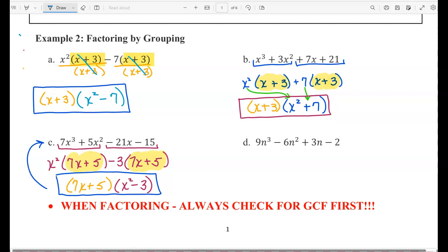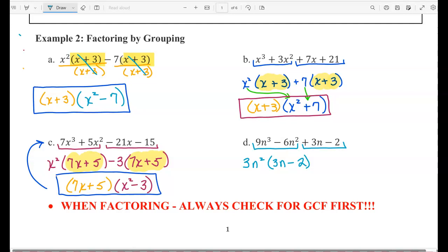Okay, part D, same approach. I'm looking at all 4 terms. I do not see a GCF among any of them, so that's where I'm going to take the approach to group by 2 and 2. 9 and 6, I can factor a 3 out. I have an n in both, and the lowest exponent is 2. I'm dividing each of the two terms by 3n squared. So 9 divided by 3 is 3, n cubed divided by n squared is n. 6 divided by 3 is minus 2, and the n squareds cancel.